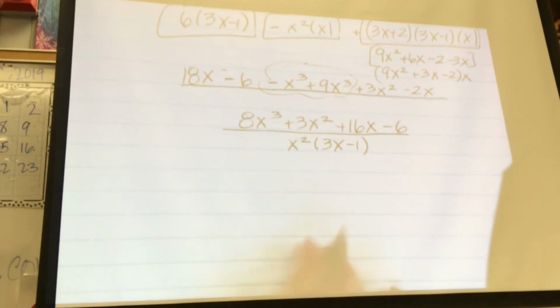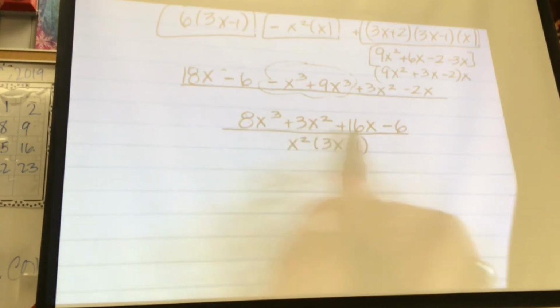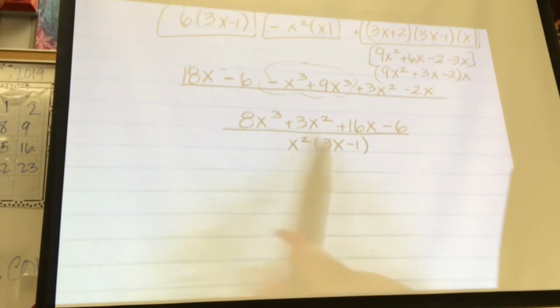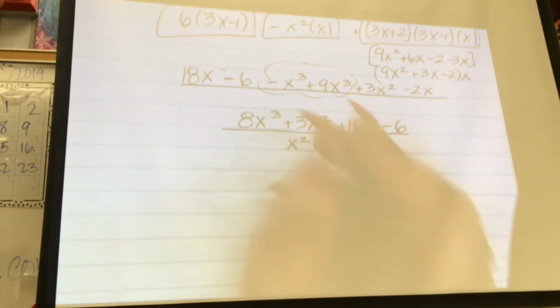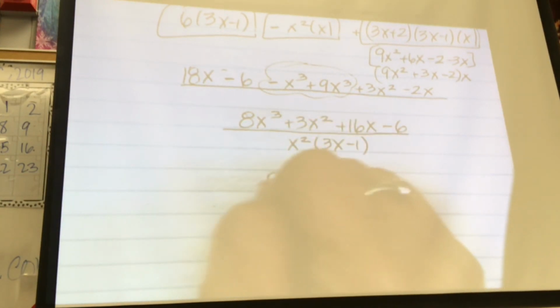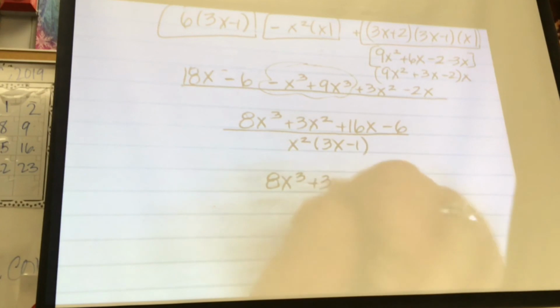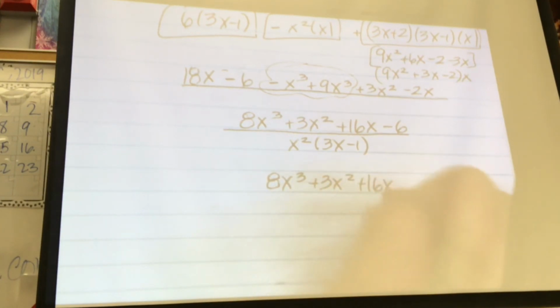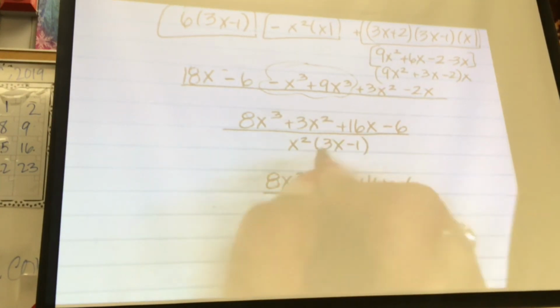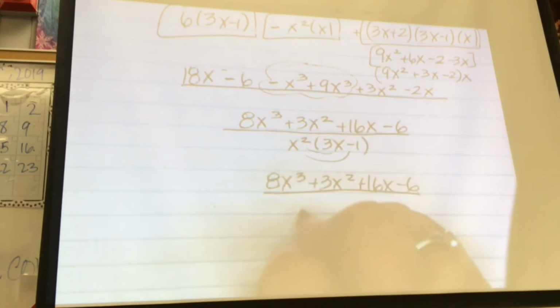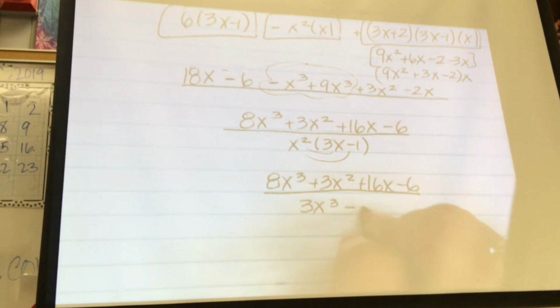Then I want to see if I can factor anything out here, and nothing comes out. If I do lightning bolt, it's not going to be the same. So my final answer is going to be 8x cubed plus 3x squared plus 16x minus 6 over, FOIL this out or distribute it, you get 3x cubed minus x squared.